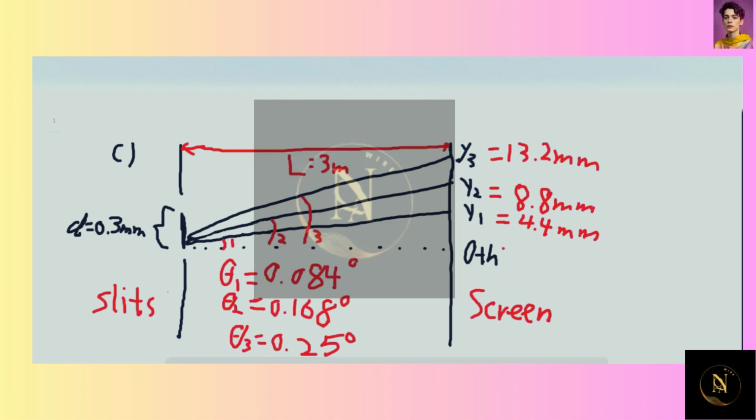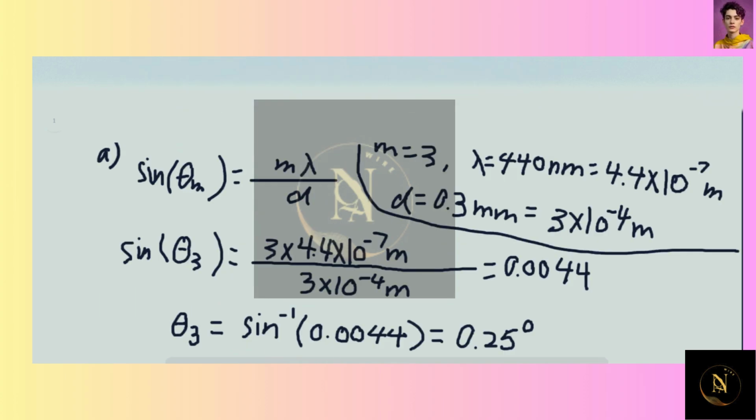Since we only calculated the angular deflection to the center of the third bright band, which is 0.25 degree, the third angle here, in order to complete the graph we need to find the first angle and the second angle. All we need to do is plug into the equation from the first question, sine theta m equals m lambda over d, and change the m value, since we're looking for the angular deflection to the center of the first band and also of the second band.